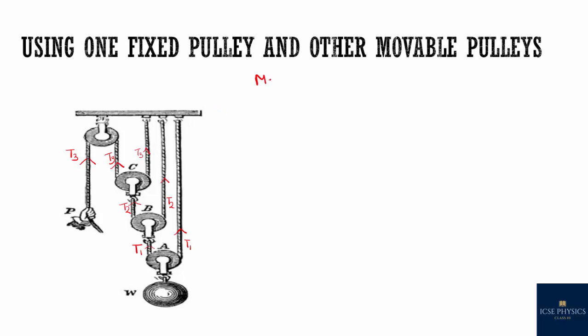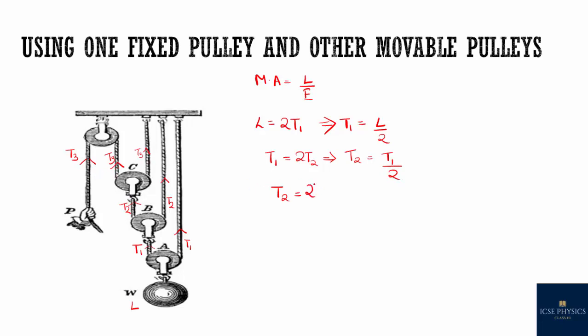So let me write here, mechanical advantage is load by effort, right? Now first, the load or the weight is equal to the load here. The load is balanced by 2T1, T1 plus T1, so I can write T1 is equal to L by 2, right? Now again, T1 is balanced by 2T2. That implies T2 is equal to T1 by 2. Now again T2 is balanced by 2T3. That implies T3 is equal to T2 by 2. This effort E is equal to T3.